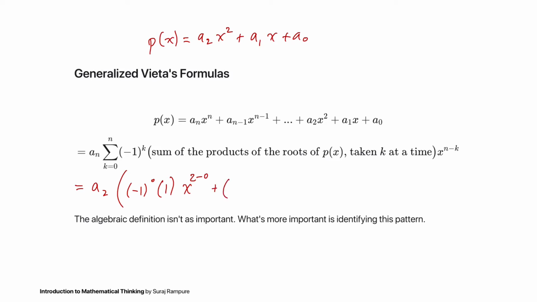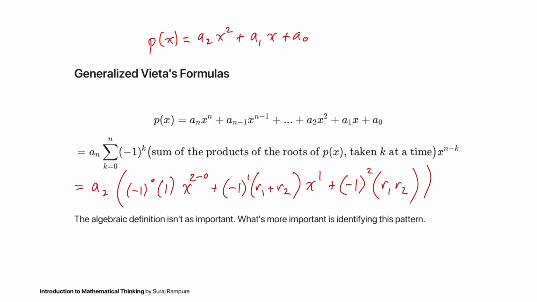Now plus, k is now 1, so I have -1 to the 1. Now what's the sum of the products of the roots of p of x taken 1 at a time? Now that's just the sum of the roots themselves, right? So then this would be r1 plus r2 times x to the 1. And then our next term would be -1 squared. What's the sum of the products of the roots of p of x taken 2 at a time? Well, that's just the product of the roots, right? So then I have here r1 r2, and I have no x term there, because that's the last term. So the definition holds up.